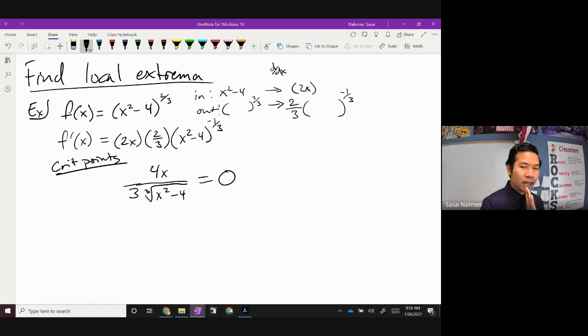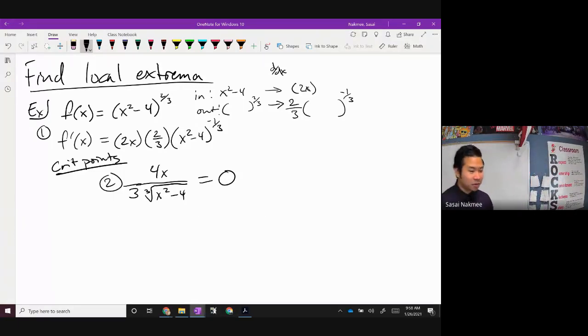Did I lose anyone here? Have I lost anyone on the first step where I took the derivative? Have I lost anyone on the second step when I rewrote it? I set it equal to 0. I need you guys to be honest with me. If you're lost at any point, you gotta let me know.